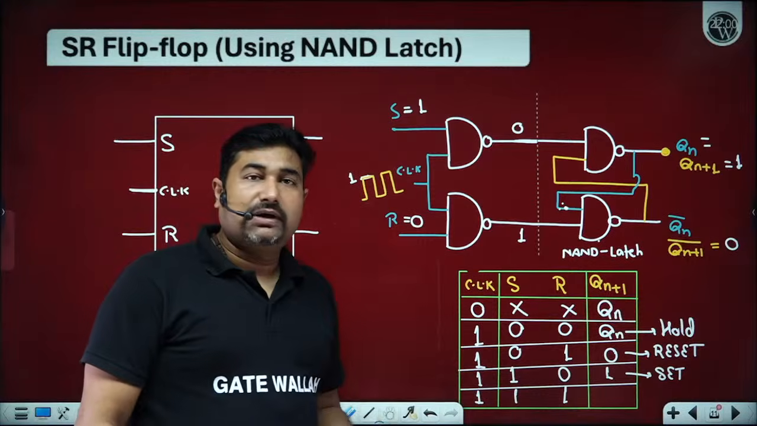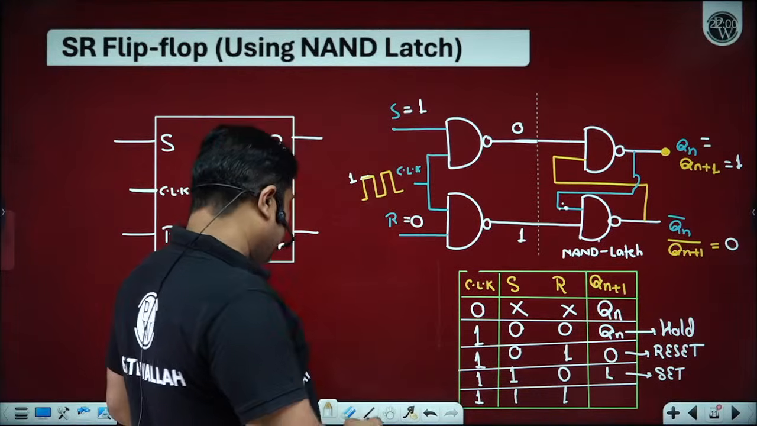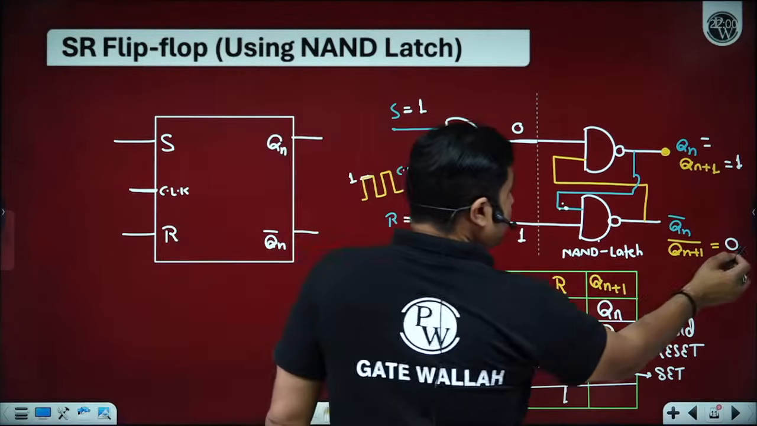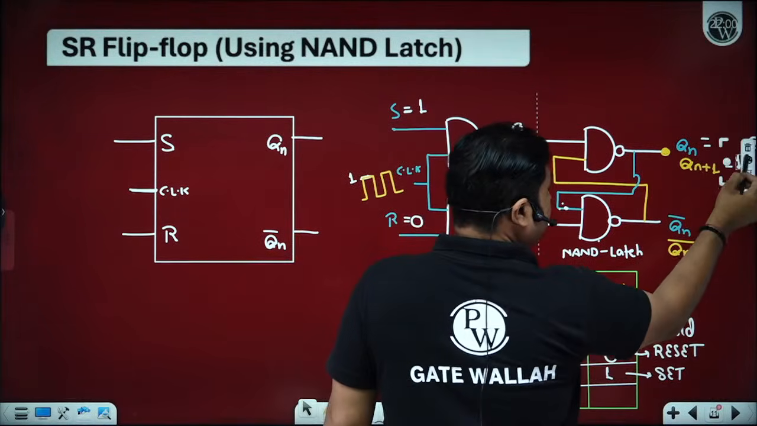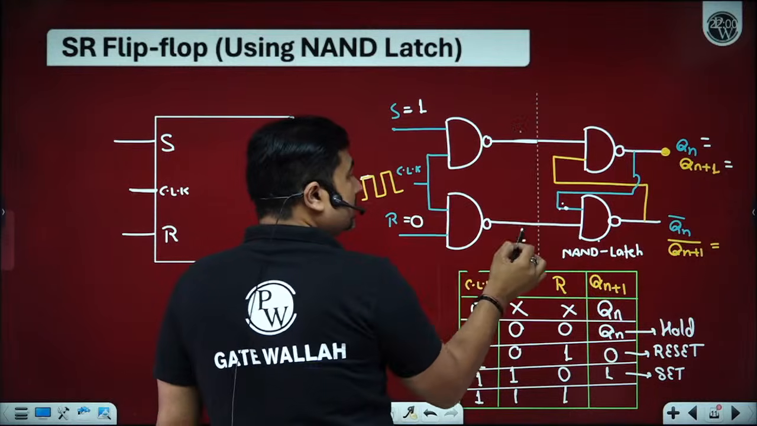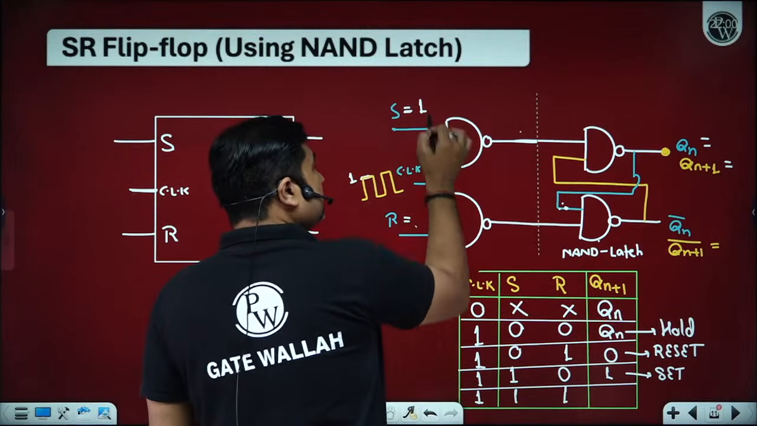Now come to 1, 1. What happens if we apply 1, 1 and a high clock pulse? I need a response from everyone in the comment section, beta ji. Are you able to understand this or not? Please let me know by writing in the comment section, beta ji.